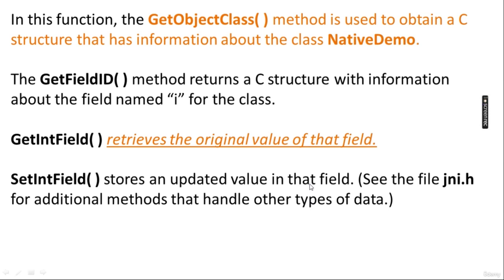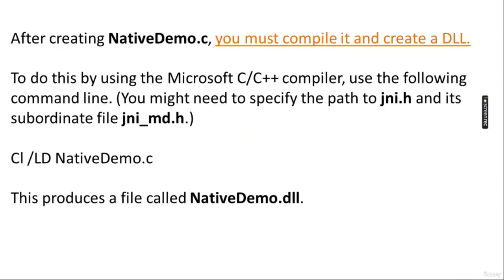Okay, so the Java native interface header file is provided by the Java compiler, and that file may be different for different programmers. Now, after creating this file, you must compile it and create a dynamic link library. You do this by using the Microsoft C++ compiler. Use the following command line.